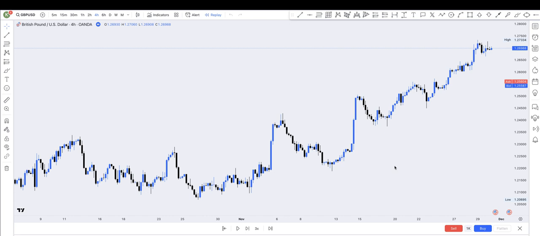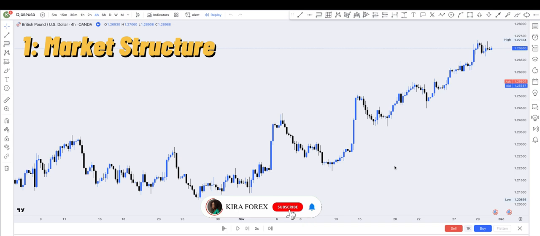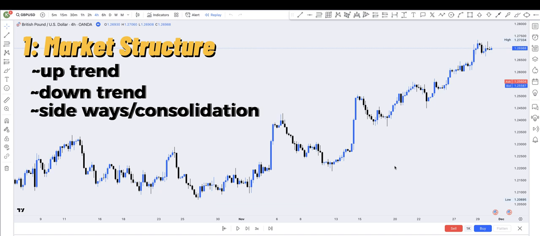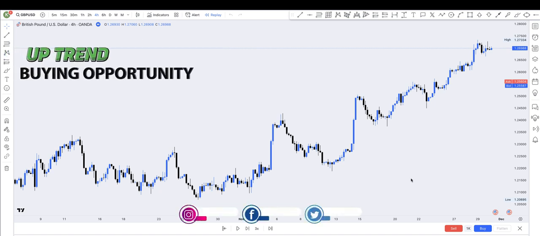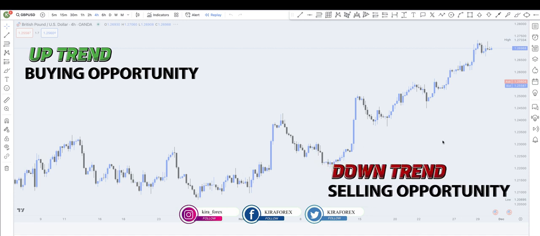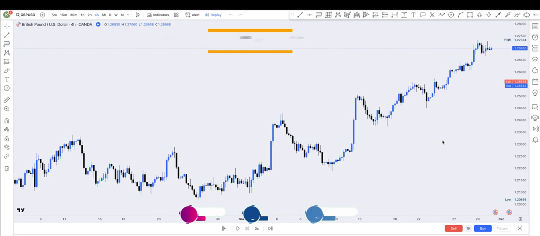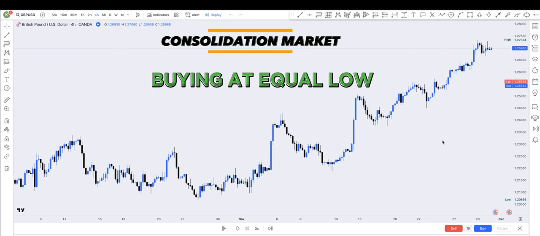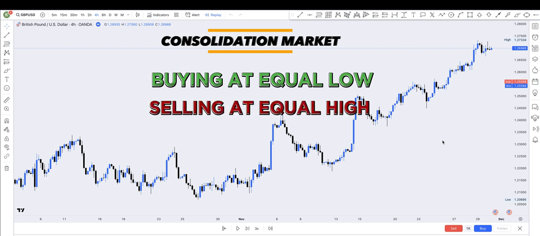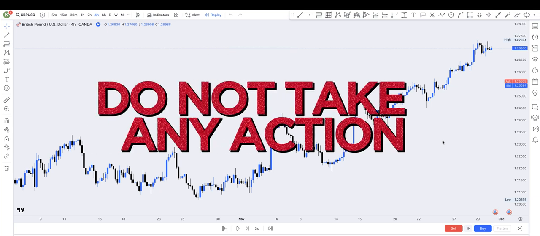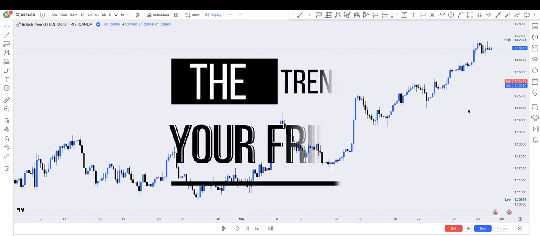So the first thing you should look out for before you place a trade is market structure. Now with market structure, we have 3 types: the uptrend, the downtrend, and the sideways or the consolidation. In an uptrend, we look for buying opportunities. In a downtrend, we look for selling opportunities. And in a consolidation market, we look for buying at the equal low and selling at the equal high. But I'll advise that when price is consolidating, you don't take any action. Like the popular saying goes, the trend is your friend.